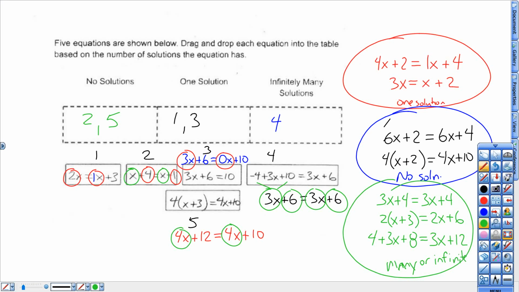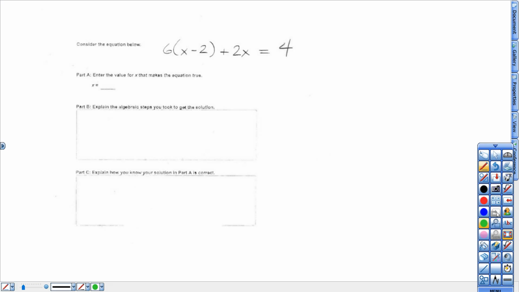All right, last problem, last word. Here we go. To solve this one, you're going to distribute this and then combine like terms. So remember, if I distribute, I get 6x minus 12, because 6 times negative 2 is minus 12, plus 2x equals 4. At this point, you want to combine that 6x and 2x together to get 8 of those x's.